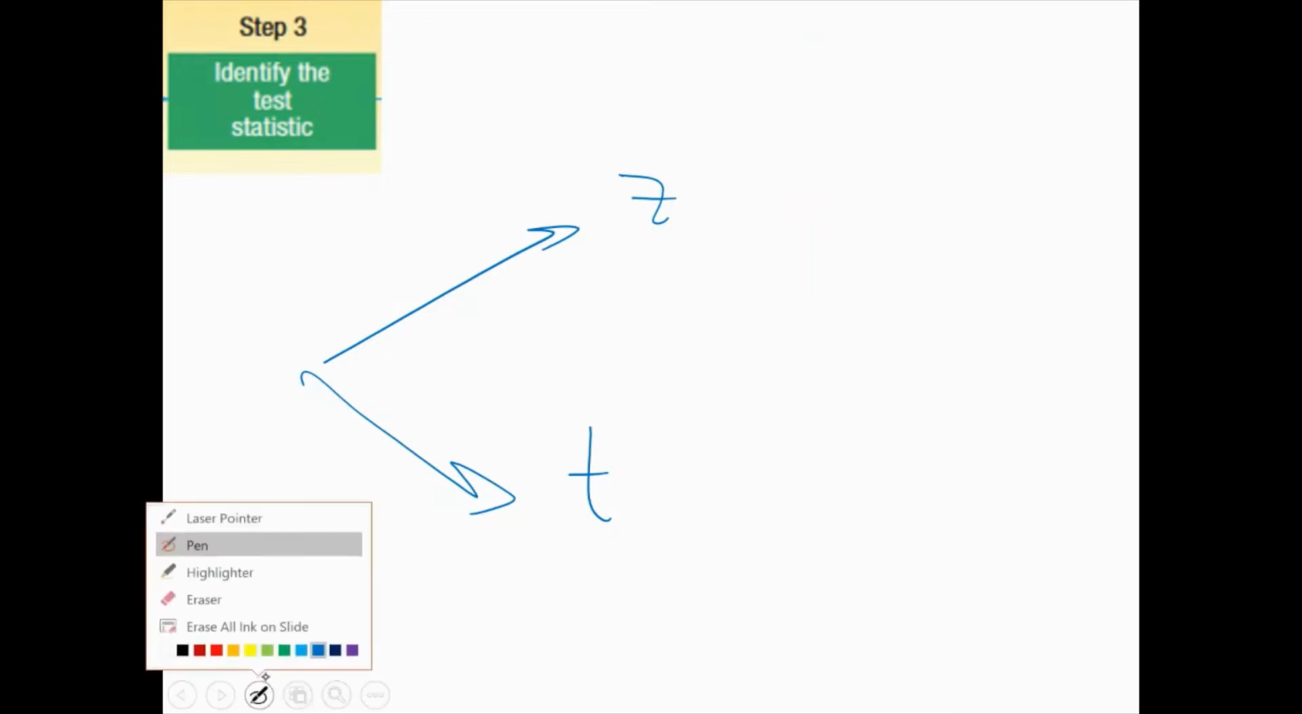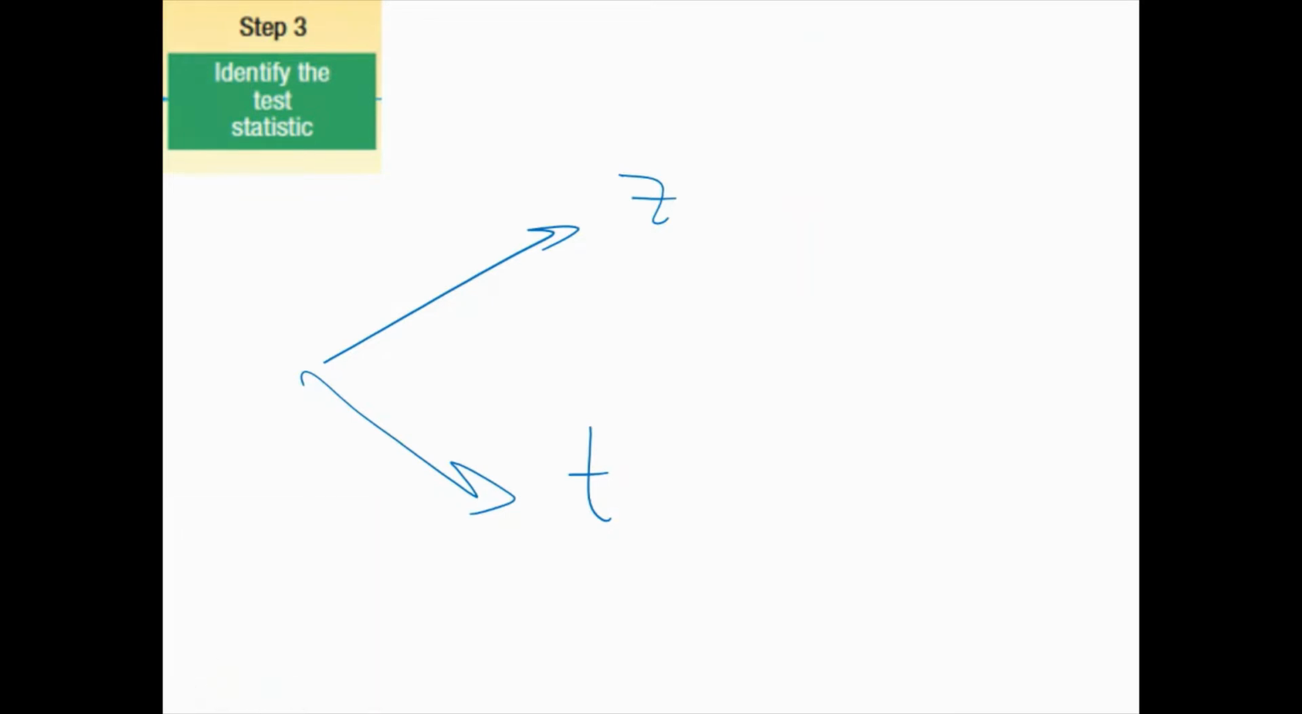The third step is to identify the test statistic. Are you using Z or are you going to calculate T? Now, this is all the way from when we introduced sample testing. We use the Z statistic when the population standard deviation is given.